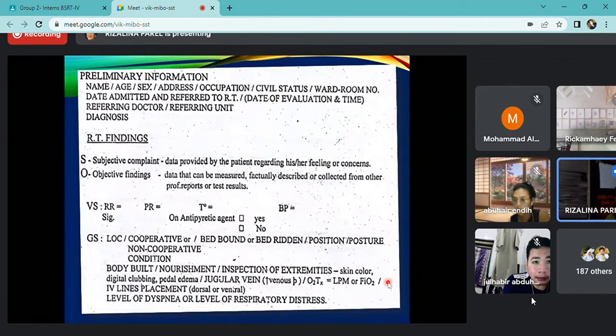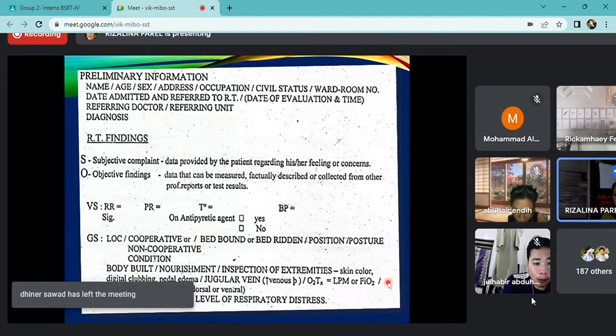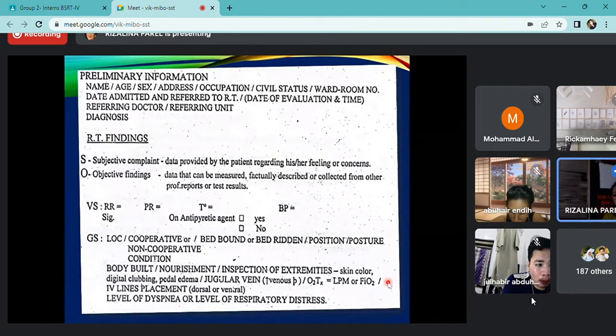Then for the temperature, is the patient using pyretic agent? Antipyretic agent like Biogesic, okay? Calpol, yes or no? Ano yung temperature niya? Meron bang lagnat yung patient natin? Is the patient has hyperthermia or hypothermia? Lagay mo dyan kung ano yung tinetake niyang gamot. And for blood pressure, of course, dapat na-signify natin kung ang patient natin has hypotension or hypertension.